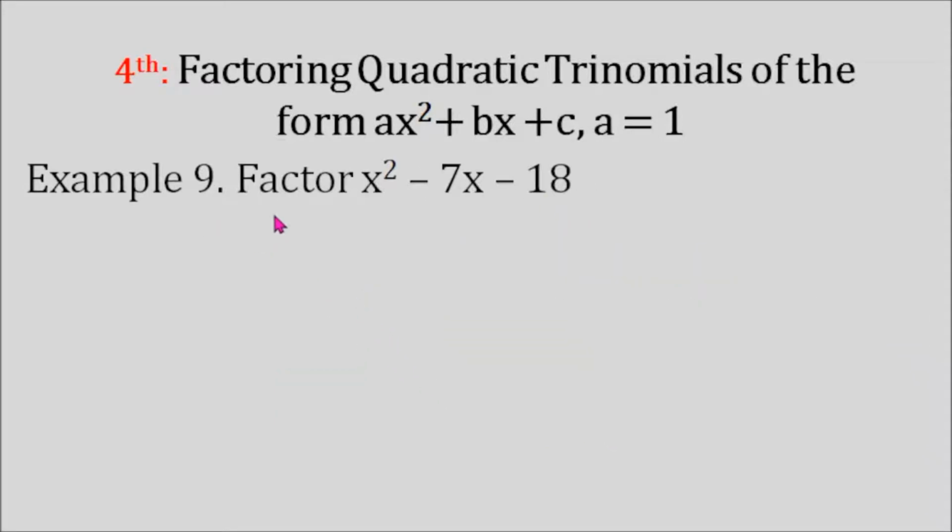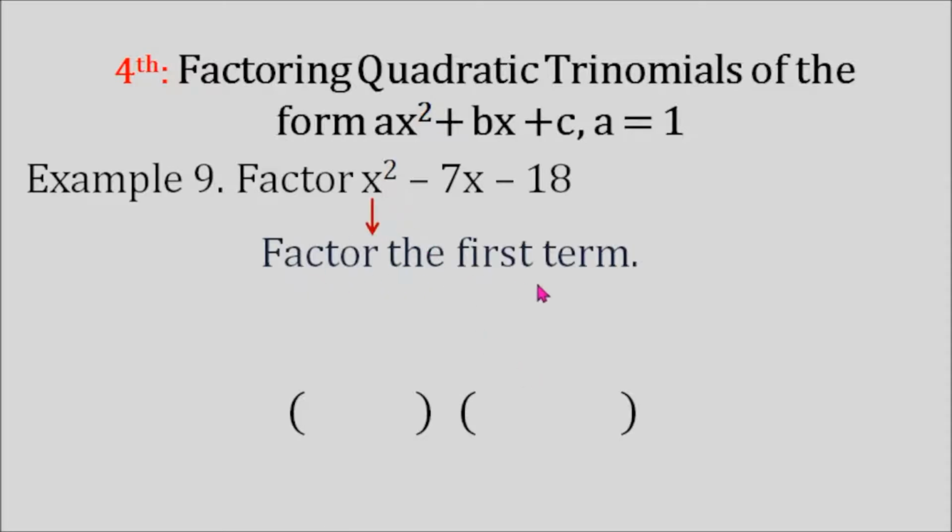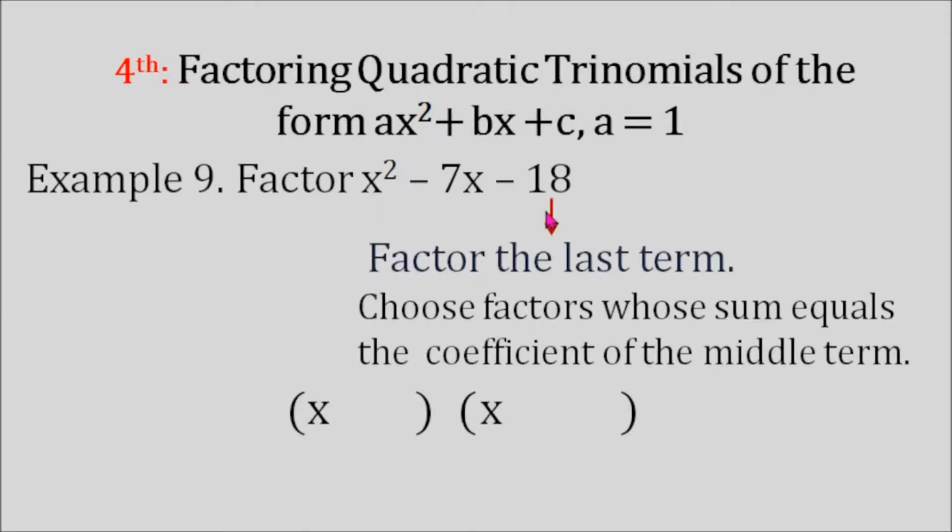Example number 9. Factor x squared minus 7x minus 18. Again, there are two binomial factors. First, we are going to factor the first term. Factors of x squared are x and x. Then, we are going to factor the last term, which is negative 18.